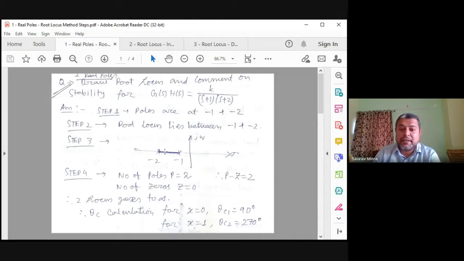the right side of that, what is the total number of poles plus zeros? That is equal to only one pole, no zero. So 1 plus 0 is equal to 1. That's an odd number. That means this -1.5 root locus will exist there on the real axis.